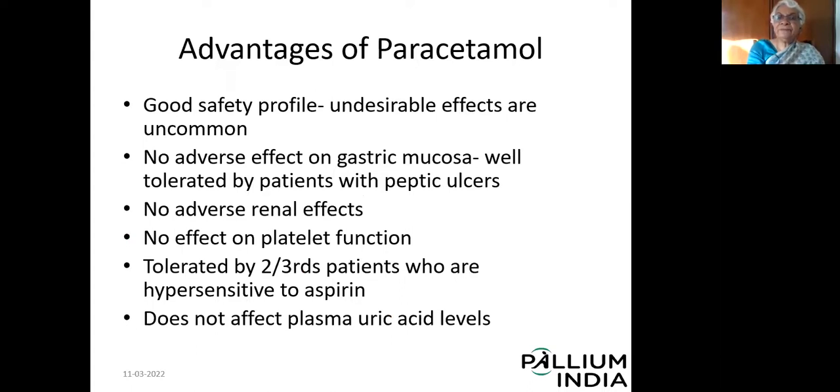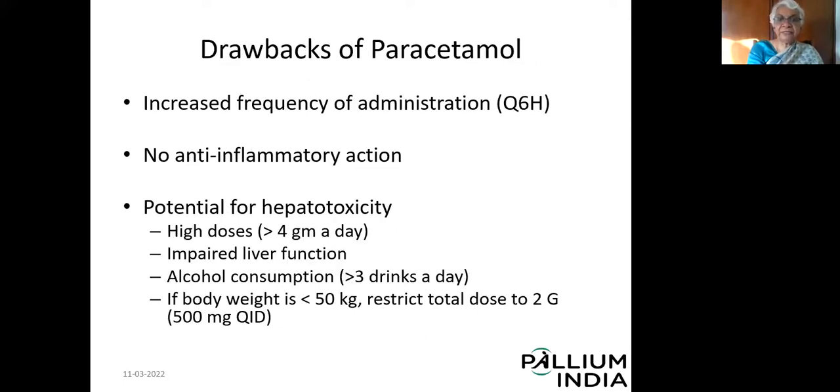What are the advantages of paracetamol? First of all, it has a very good safety profile and the undesirable effects are uncommon. It has no effect on the gastric mucosa, so it's well tolerated by people with acid peptic disease. It does not have any adverse renal effects. It does not adversely affect platelet function. It is tolerated by 2/3 of patients who are hypersensitive to aspirin. It also does not affect the plasma uric acid level.